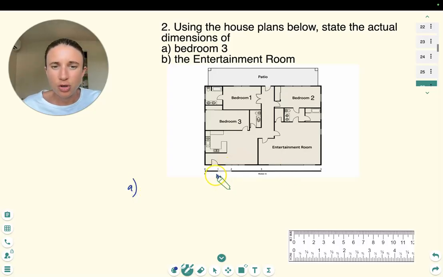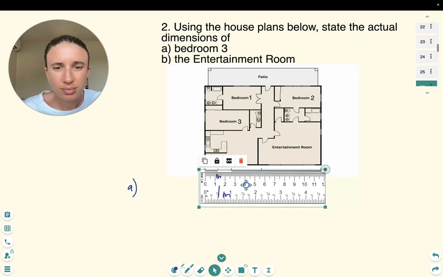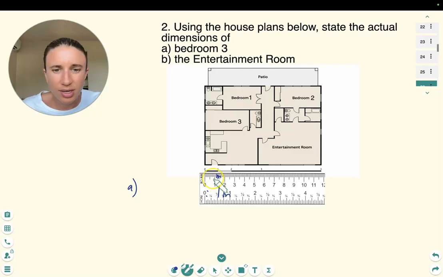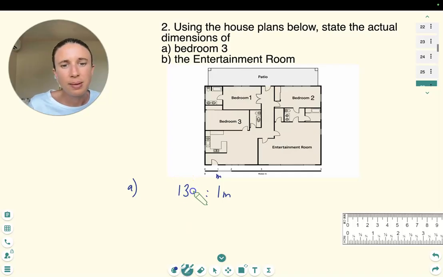Okay, so something is equal to 1 meter in real life. Let's get our ruler. Okay, so I've got it in millimeters here. So that's 10 millimeters, 11, 12, 13. I'd say that's about 13 millimeters. Okay, 13 millimeters is equal to 1 meter.